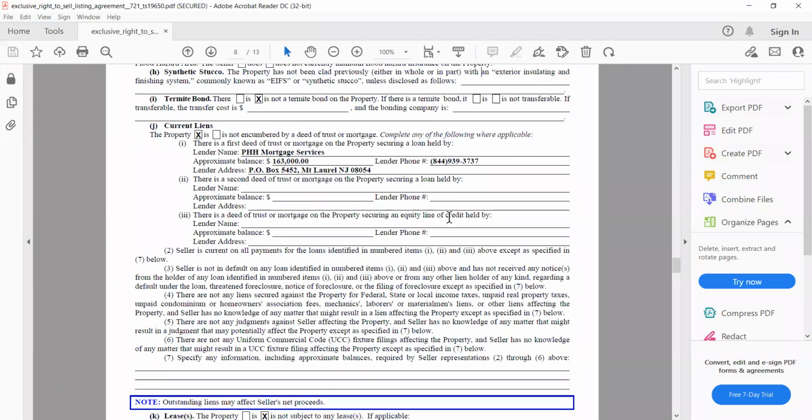All right, moving on. This is a huge one, subset J. Are there any current liens? What you need to know this, because if you don't do your proper research, you might be listing a house for nothing. You need to know their payoff, because let's just say that you can sell this house for $300,000, but their payoff is $310,000.